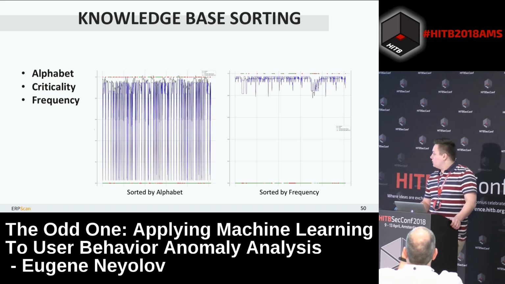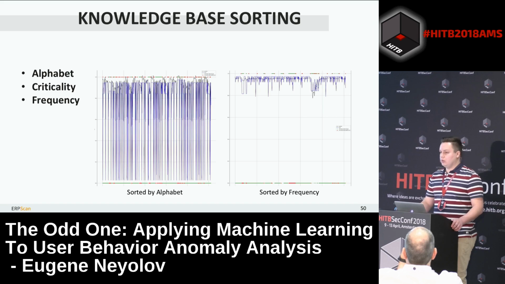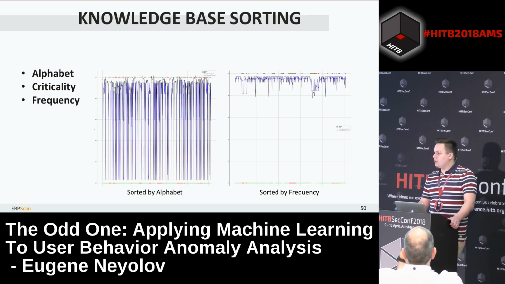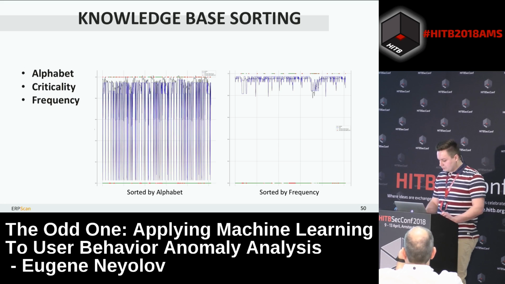Sorting by criticality means that we need to prioritize the most business critical transactions or programs. But we dropped this idea because it requires going through all the 500,000 options and prioritizing them, which doesn't make sense. Frequency is the most suitable way for us, because we can see that the most common events will appear close to each other in the space, and we'll see fewer deviations here.